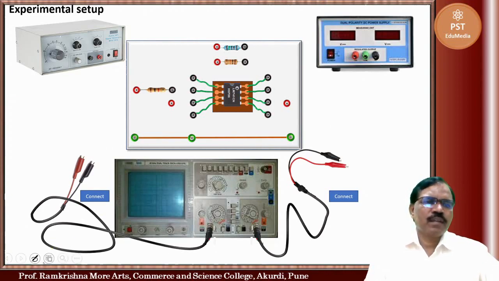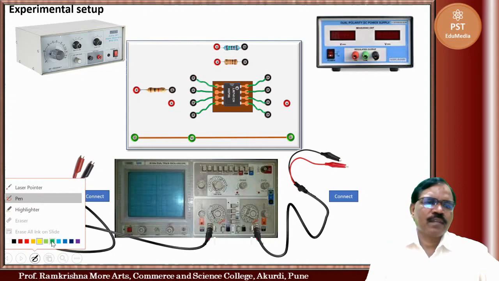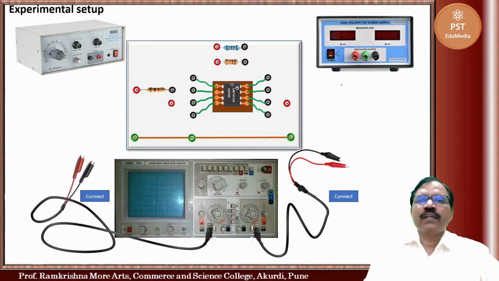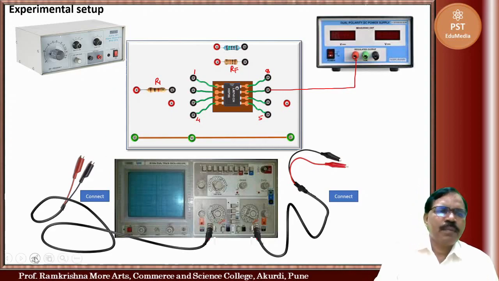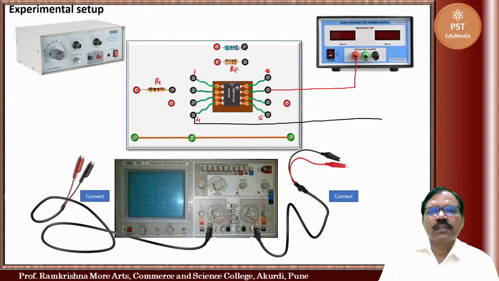Now see here, first we will connect the battery. Here the positive terminal of the battery. This is pin number 1, this is pin number 8, these are RF resistance, this is R1 resistance, this is pin number 4, this is 5 and so on. Pin number 7 we have to connect to the positive terminal. Then pin number 4 we have to connect to the negative of the battery.